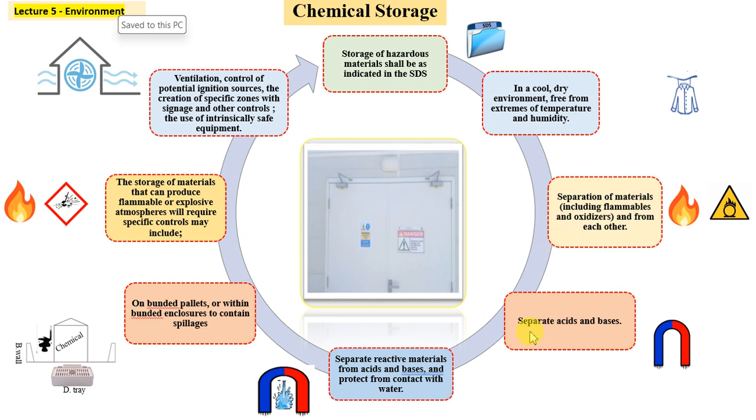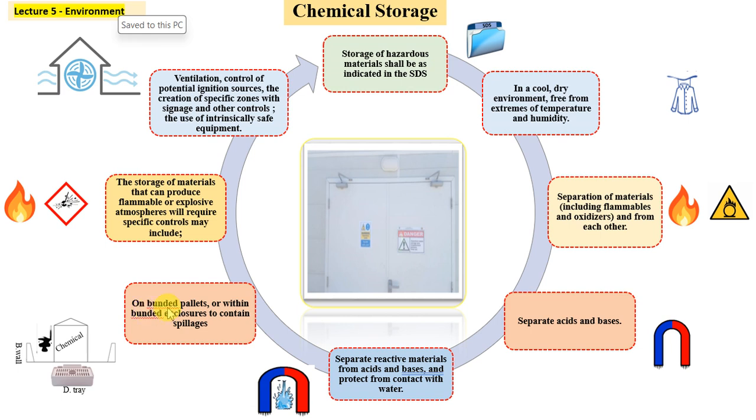Next, separate acids and bases, because some chemicals are acids and some are bases, so we have to prevent any reaction. We have to separate them and make a partition. Next, separate reactive materials from acids and bases and protect them from contact with water, because water can give them oxygen, and the result is fire.